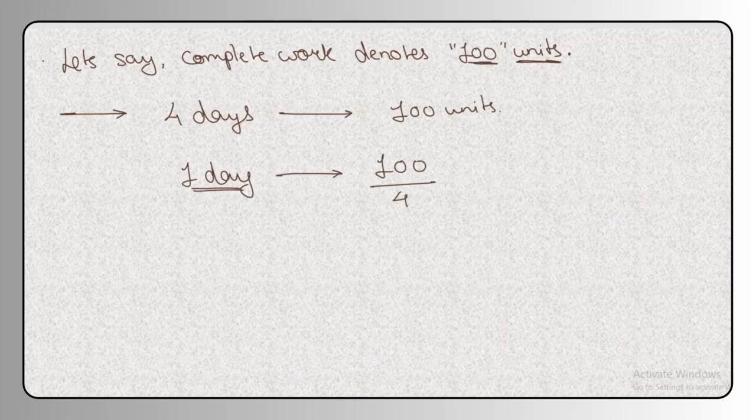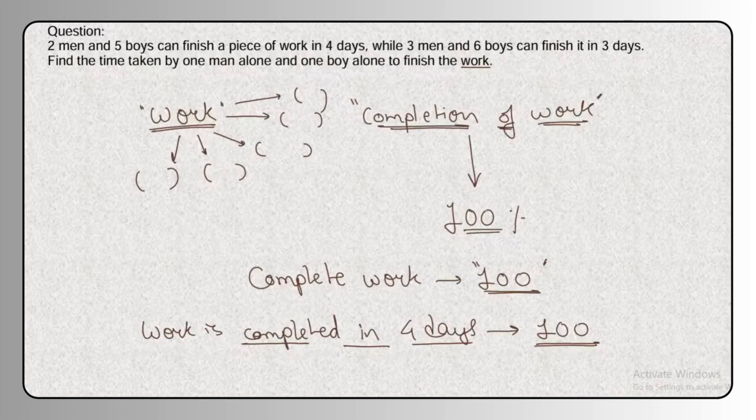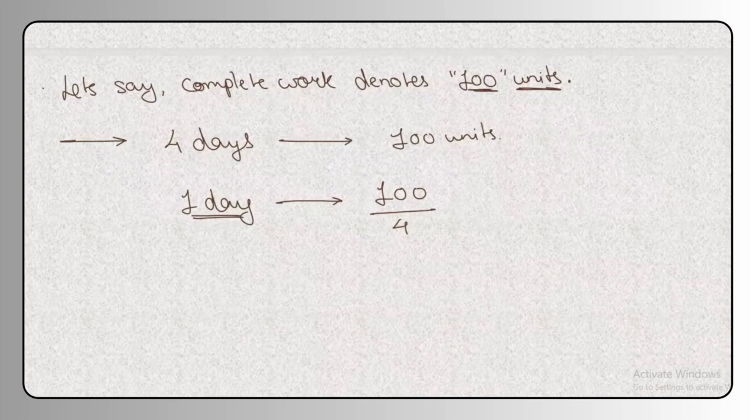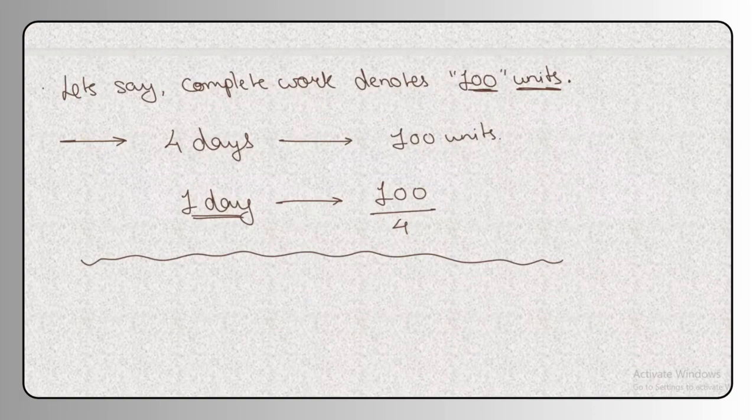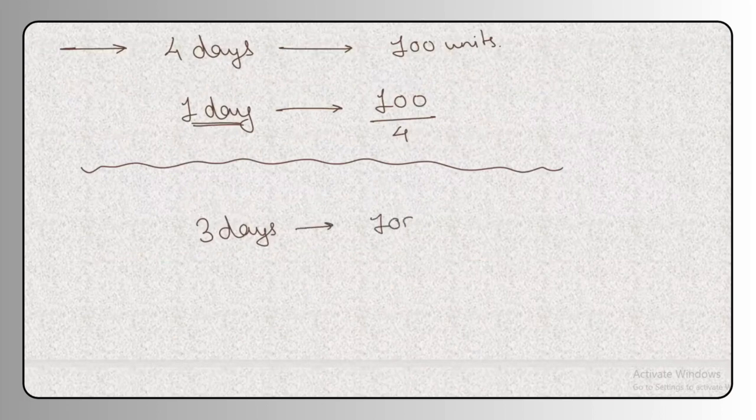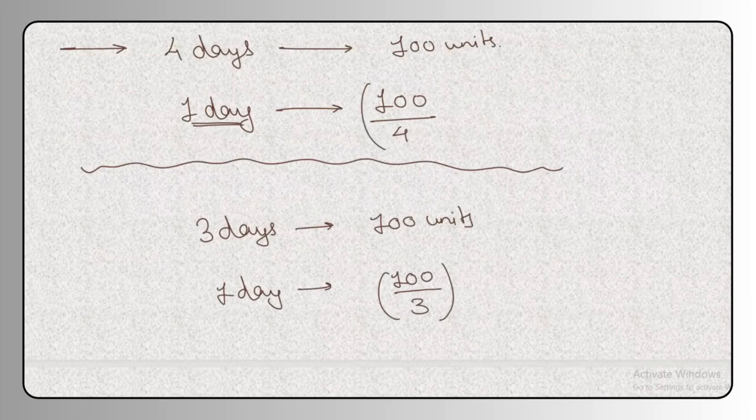Similarly, they have also extended the question, saying that blah blah blah can finish the work in 3 days now. So we can do the same thing here as well. When it comes to a 3 days time period, if 3 days are required to complete this 100 units, 1 day would complete a work of 100 upon 3, right? 100 upon 3 or 1/3 of 100 work would be completed in 1 day. And here 1/4 of the 100 work would be completed in 1 day.